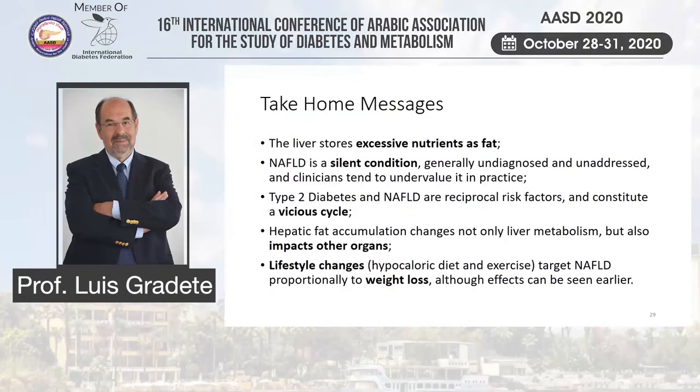Well, take-home messages. The liver stores excessive nutrients as fat. NAFLD is a silent condition, generally undiagnosed and unaddressed, and clinicians tend to undervalue it in practice. Type 2 diabetes and NAFLD are reciprocal risk factors and constitute a vicious cycle. Hepatic fat accumulation changes not only liver metabolism but also impacts other organs. Lifestyle change, hypocaloric diet and exercise target NAFLD proportional to weight loss, although effects can be seen even earlier.